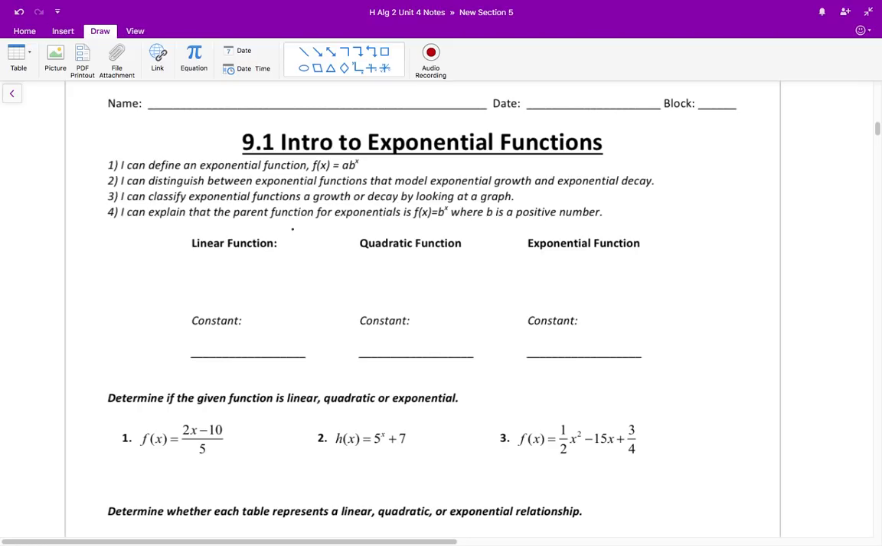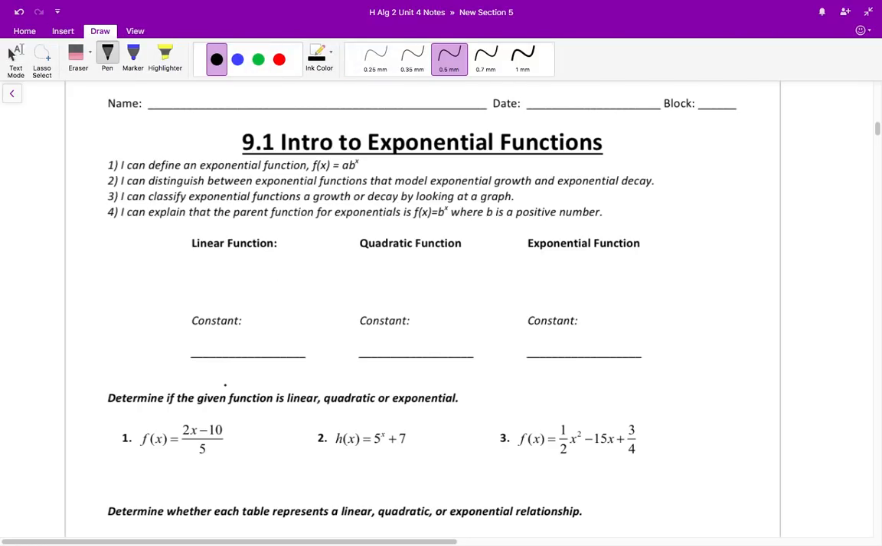So let's just start with a little bit of review. Let's talk about linear, quadratic, and exponentials. Now, for a linear function, your parent function is this: f of x is equal to ax plus b. That's kind of your general form for a linear function. Now, when you look at linear functions, especially in a table or a set of points, what you look for is a constant, what's called a common difference. In other words, are you adding or subtracting by the same thing every single time?